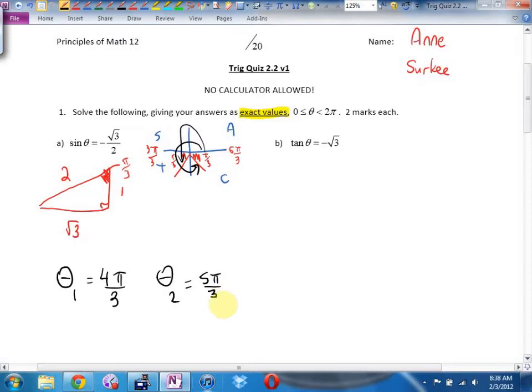By the way, you could have remembered that big ugly circle that I said you could memorize? Remember that diagram? So you could have just memorized that and just written down the answers. But that's a lot of memorizing.